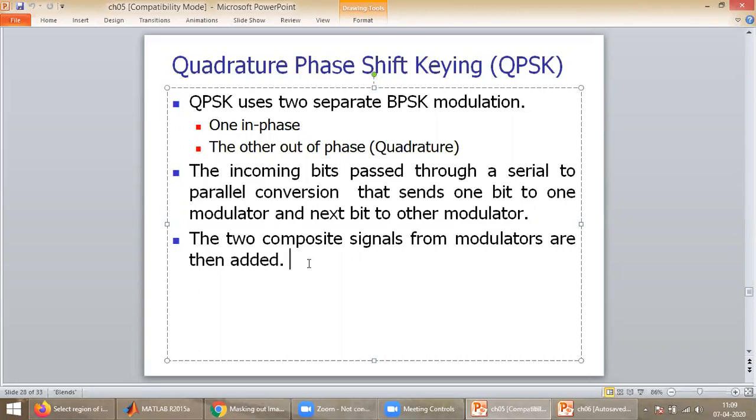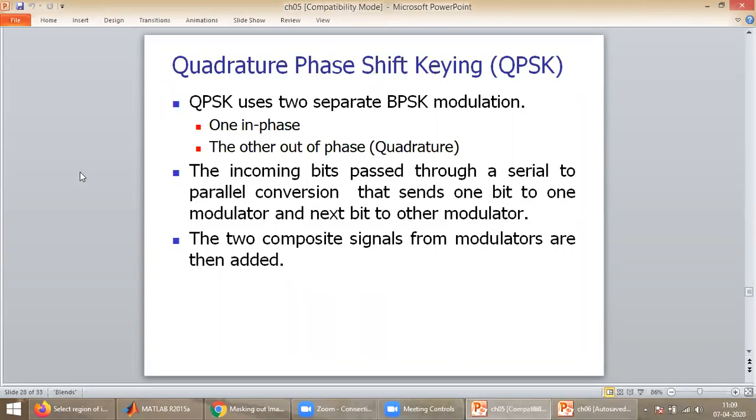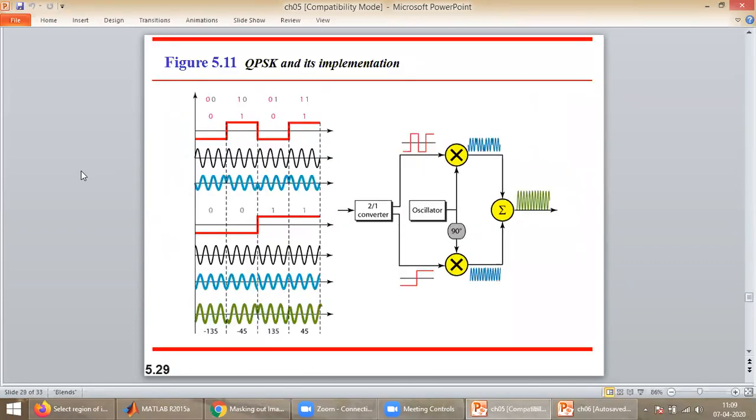So totally here we will use what? Four phase values. We'll see how to use those four phase values: two phase values for in phase and another two phase values for out of phase. So the diagram shows the quadrature phase shift keying method, its implementation. So now consider we are sending two bits at a time.